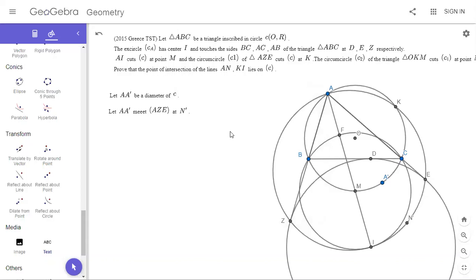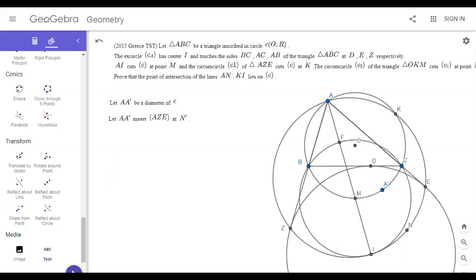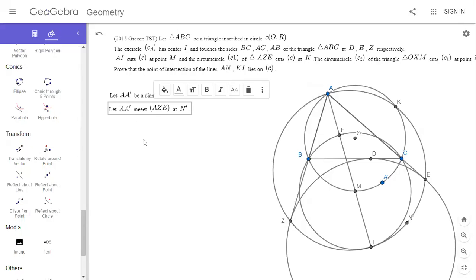Is it a USA TST problem? I haven't seen it, but maybe it is.